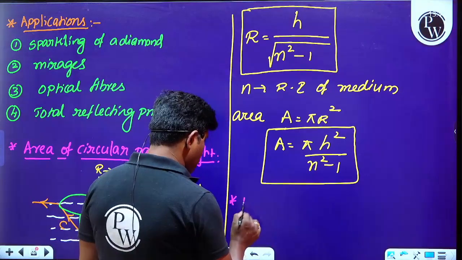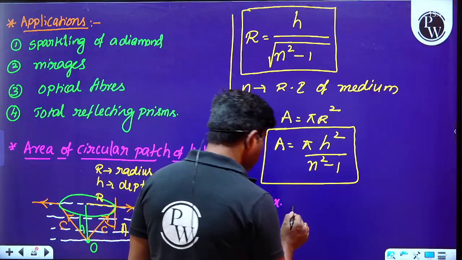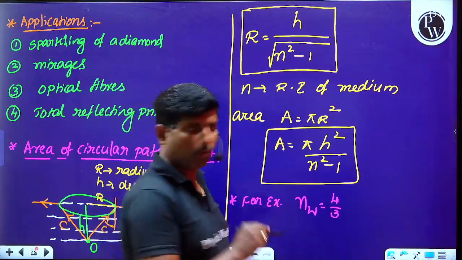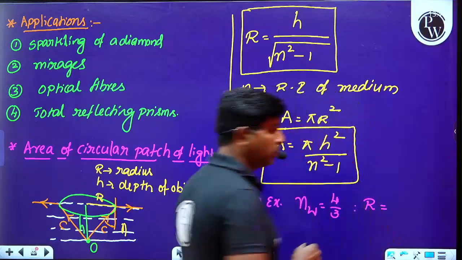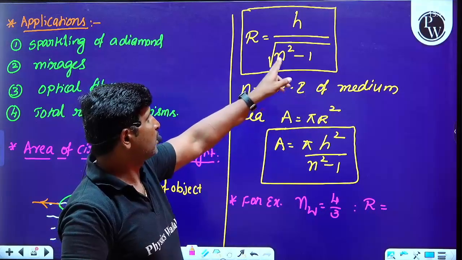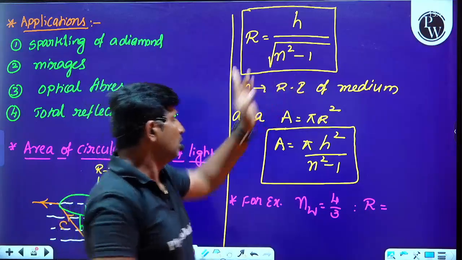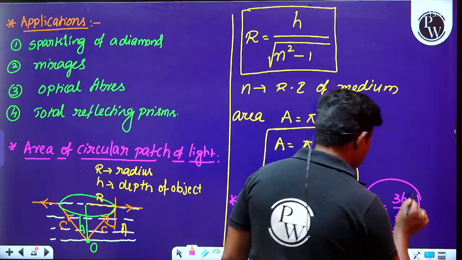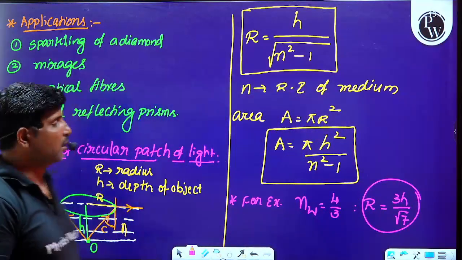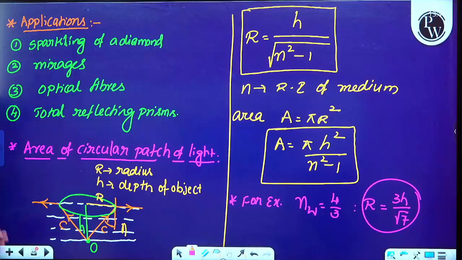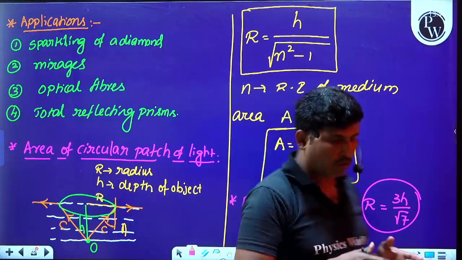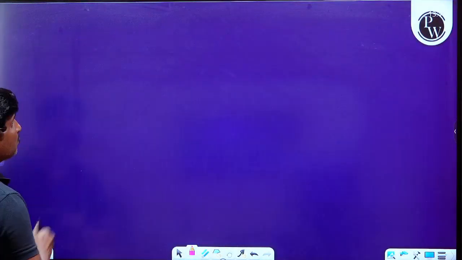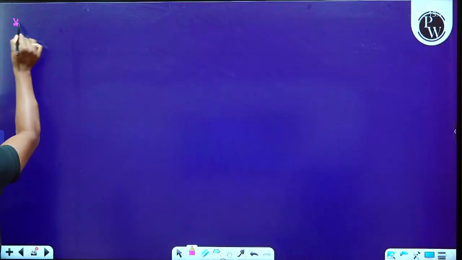For example, if I consider water as a medium, the refractive index of water is 4 by 3. Therefore, radius becomes equal to, just substitute the value here, n square minus 1 is 16 by 9 minus 1, that means we get 3h by root 7. You can use this as a shortcut formula. Okay, so these are the points we have to learn under the concept of refraction at a plane surface.